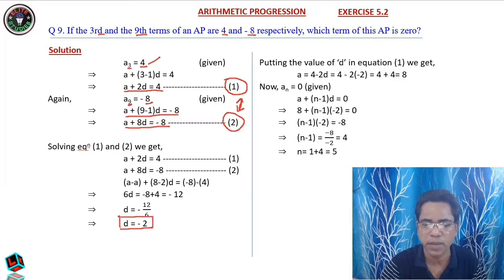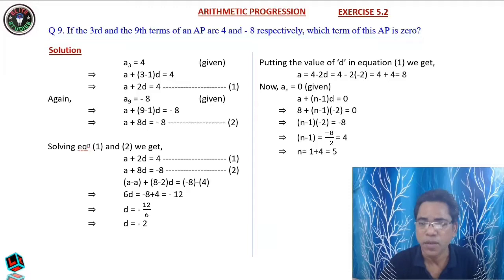Clear, students? See, a plus 2d is equal to 4 from here, and a plus 8d is equal to minus 8 from here. If you solve these two, these things we have already studied in the earlier classes, so no need to explain here. So a minus a cancels out, 8d minus 2d, you get 6d, and minus 8 minus 4, if you subtract it, it will give you minus 12. So you get d is equal to minus 2.